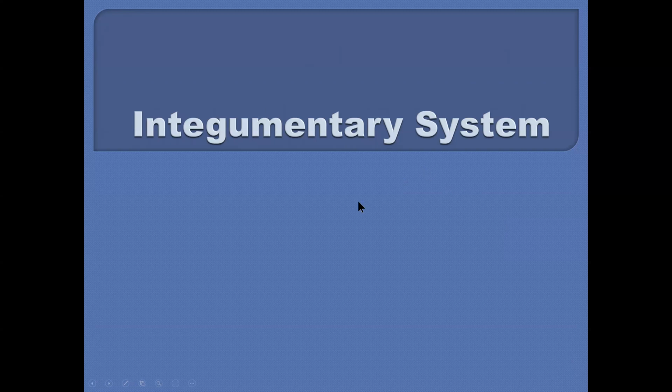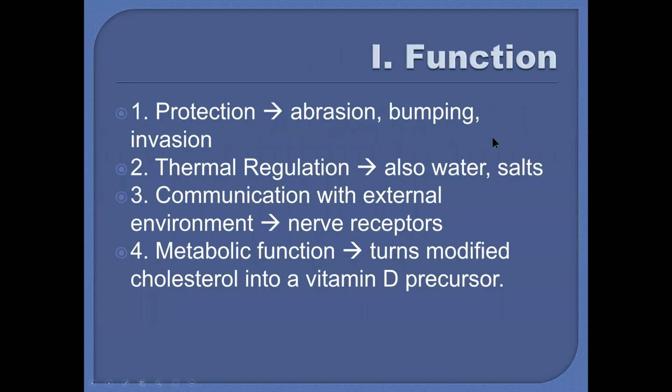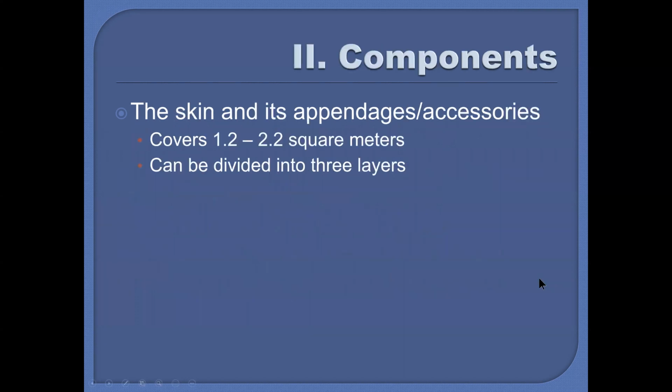This is chapter 5, the integumentary system. The function of the integumentary system is protection from abrasion, from bumping and invasion. Thermal regulation also involves the regulation of water and some salts, communication of the external environment, nerve receptors, and metabolic function, turning modified cholesterol into a vitamin D precursor.